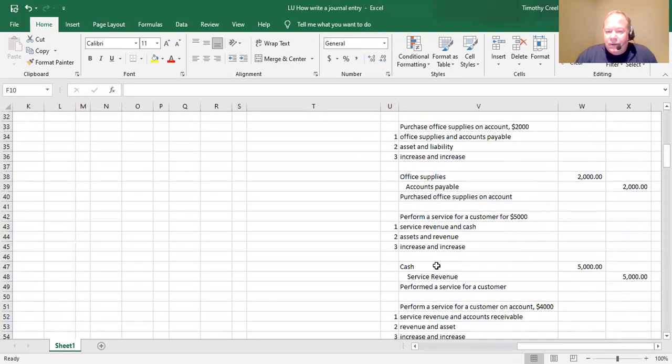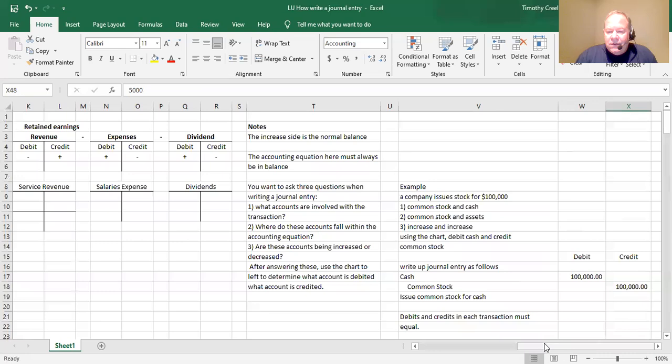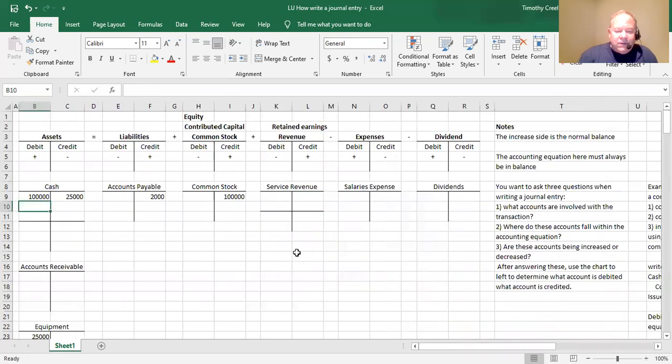So let's look at the next one. We actually performed a service for a customer. So they paid us cash, and we recognized the revenue. So debit to cash and credit to service revenue. So we got $5,000 cash. So that would be a debit to cash. And again, if it's a debit, we're showing it on the debit side of the T account. And if it's a credit, we're showing it on the credit side of the T account. And then service revenue would be a credit over here for 5,000. Notice that most of the transactions are being reflected on their normal balance side also.